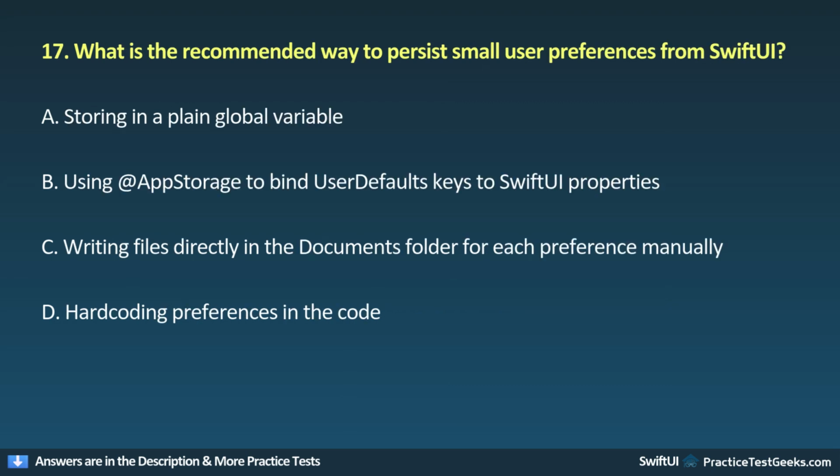17. What is the recommended way to persist small user preferences from SwiftUI? A. Storing in a plain global variable. B. Using app storage to bind user defaults keys to SwiftUI properties. C. Writing files directly in the Documents folder for each preference manually. D. Hardcoding preferences in the code.